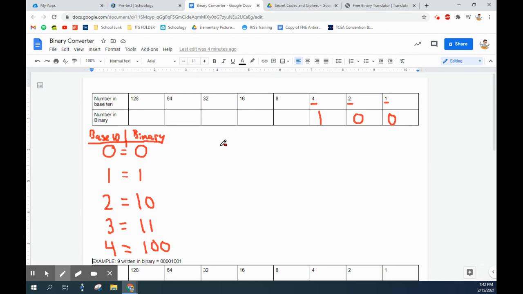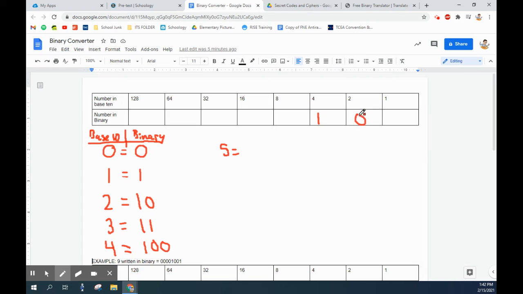Okay, if I keep going, 5, well, what would 5 be? Now, if you notice, I don't have a 5's place, do I? I have 1, 2, 4, and then 8. So I guess what I would need to make the number 5 is I would need a 1 in the 4's place.